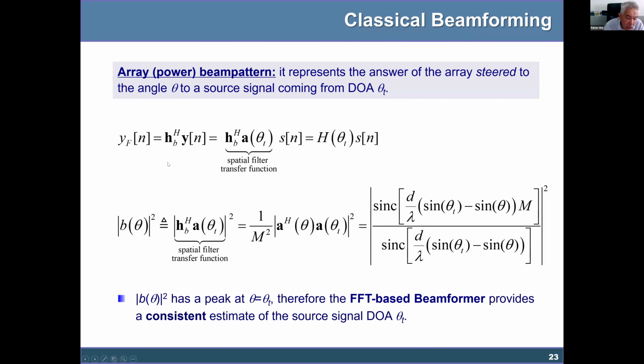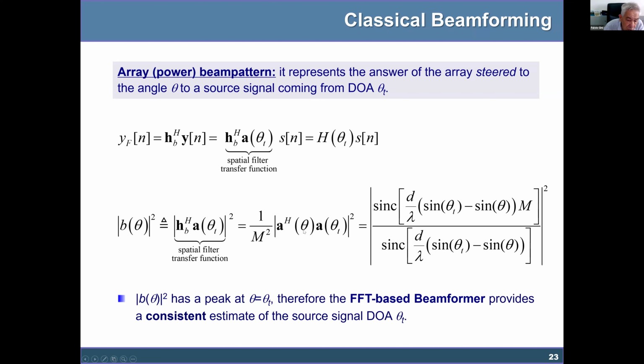Okay, so remember, we already defined this. So this is the nth snapshot. HB is the classical beamformer, so it's the impulse response of the classical beamformer. And the classical beamformer is a matched filter. So HB is 1 divided by m that multiplies the array response. So HB is proportional to the array response.